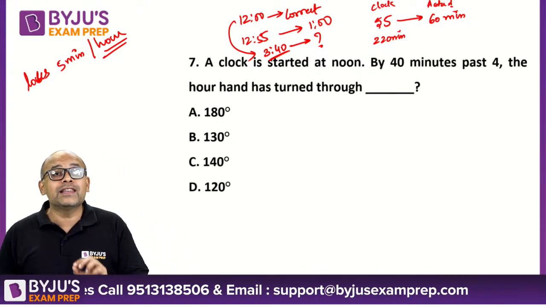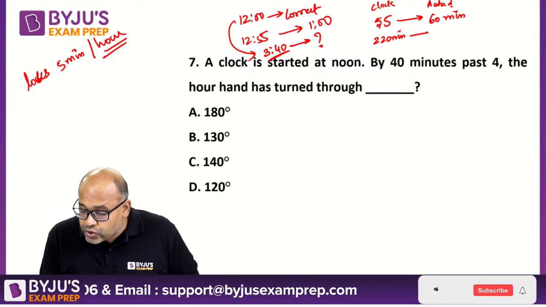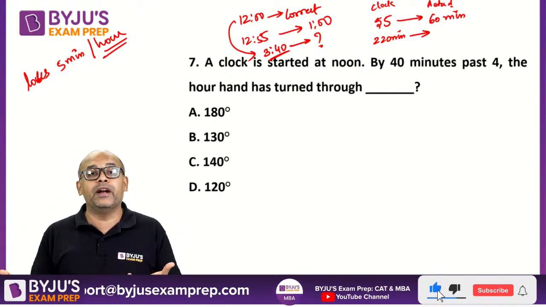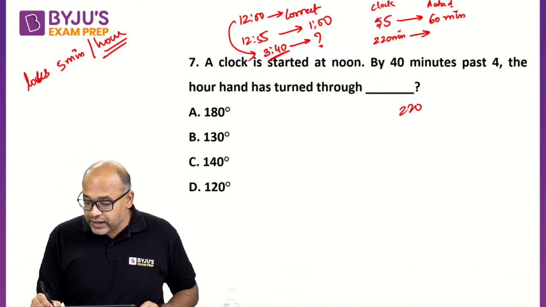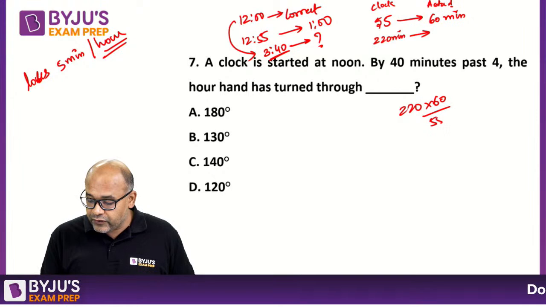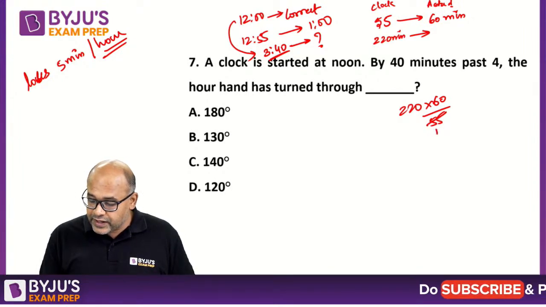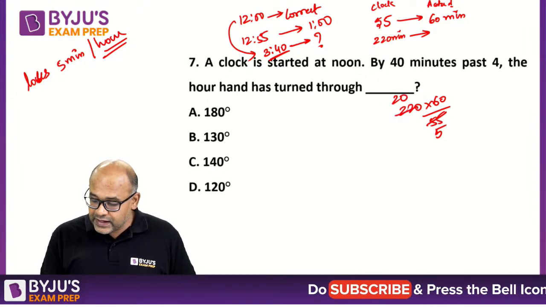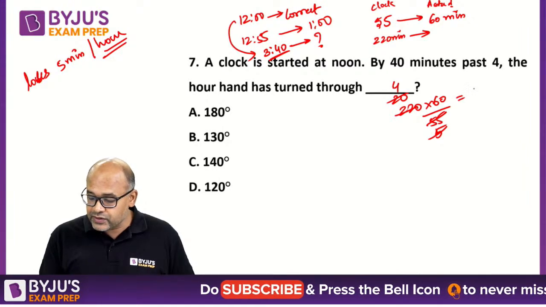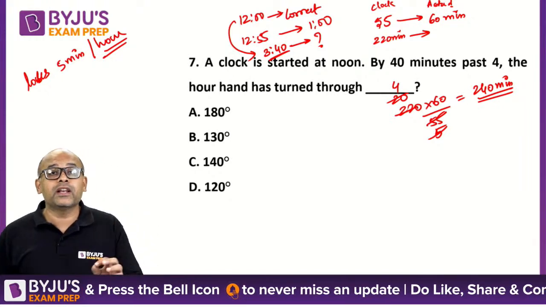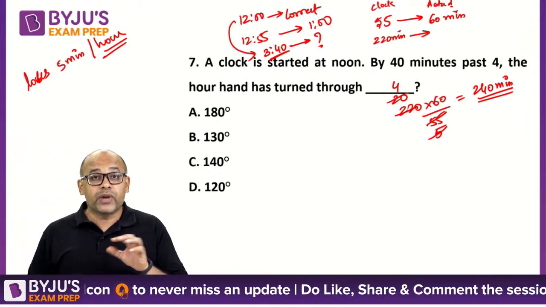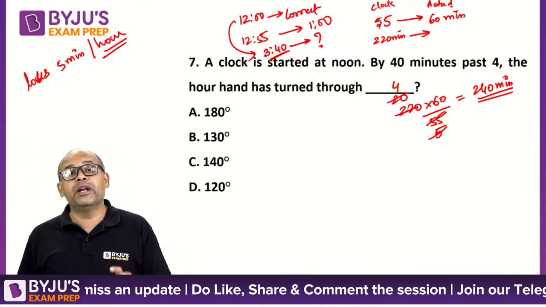So the clock has elapsed 220 minutes. So actually how many minutes would have happened? That is the way in which you write the question. So 220 into 60 by 55: 11 5s are 55, 11 20s are 220, so 5 goes 4 times. So this is 240 minutes. So the correct time outside the clock would have been 240 minutes.